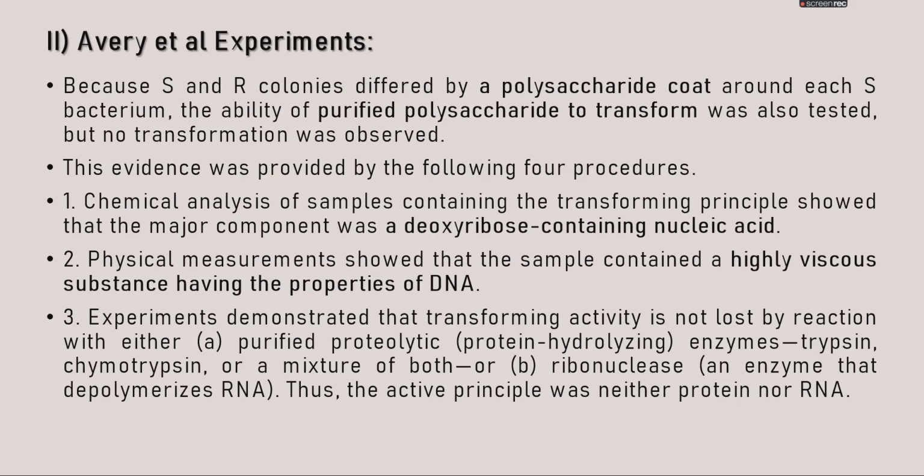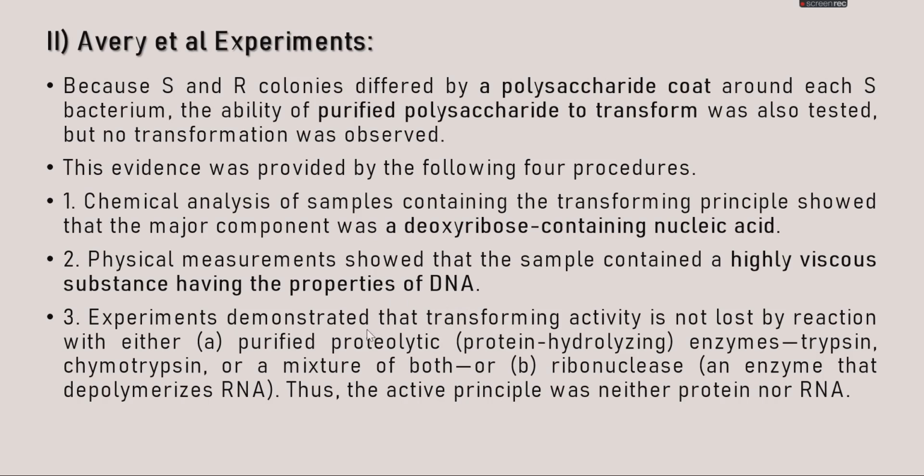Similarly, they also carried out four different procedures to show that the genetic material is nothing but DNA. Firstly, chemical analysis of the sample containing the transforming principle showed that the major component of the heat-killed extract was a deoxyribose-containing nucleic acid. Second, physical measurement showed that the sample contained a highly viscous substance having the properties of DNA. When we extract DNA from bacteria, we observe that its nature is a highly viscous material.